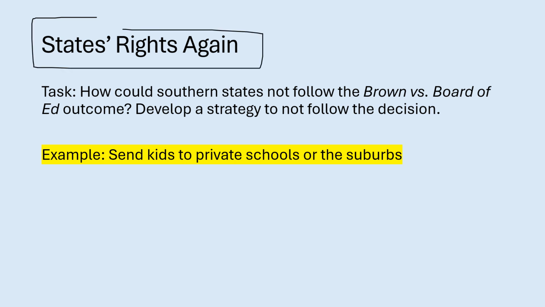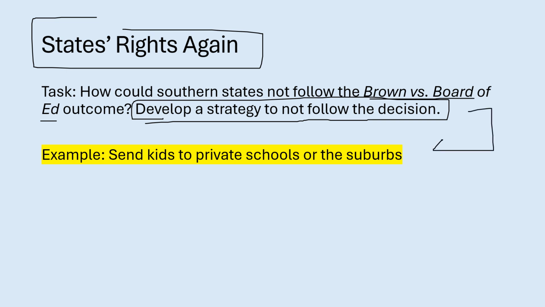So the task here is you have Brown versus Board of Ed. The outcome: schools are going to be integrated, and you want to develop a strategy to not follow the decision. I know this sounds odd, but we're going to try to figure out a way around, because the end result is that some people are going to send their kids to private schools as opposed to sending their kids to a school that is going to be integrated.